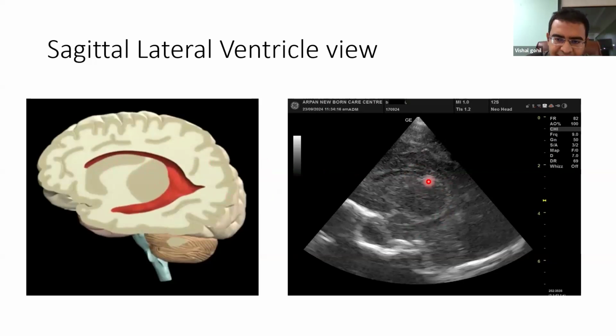Okay? So you can see the echodensity is not extending further from the CTG. You can see this is a dip over here, but it is limited till over here. So that means this head ultrasound is normal. It is not an IVH. This is your choroid plexus. Okay.